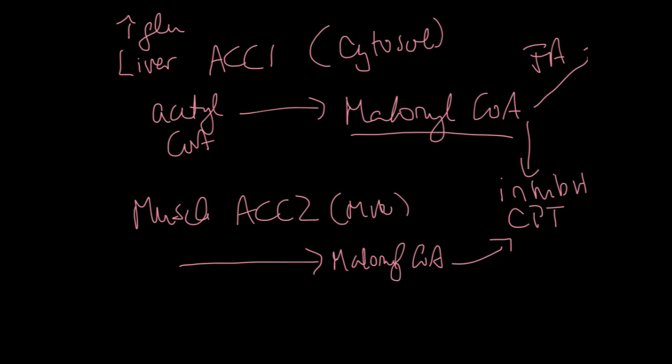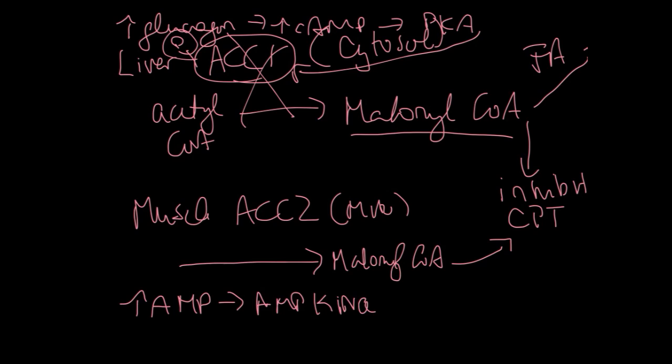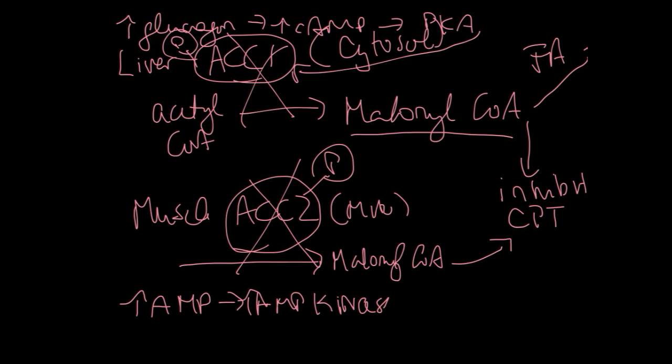In the liver, you have glucagon, which will increase cyclic AMP, which will increase PKA. That PKA will phosphorylate ACC1 and turn it off. In the muscle, it does not respond to glucagon. What it responds to is exercise. So you have an increase of AMP, AMP kinase gets activated, and that AMP kinase will phosphorylate acetyl-CoA carboxylase and inactivate it. So the liver responds to fasting, and the muscle responds to exercise.